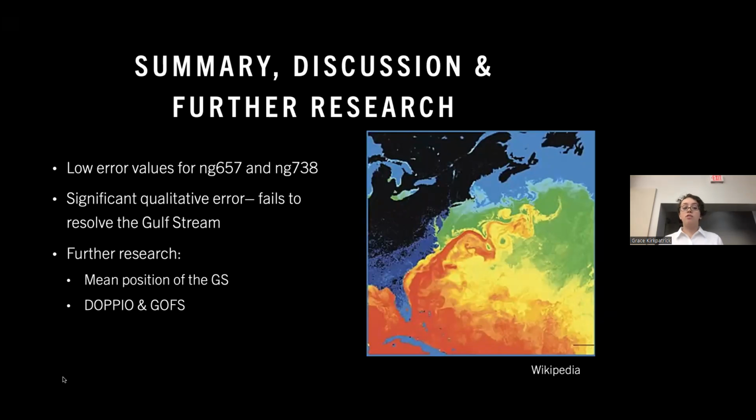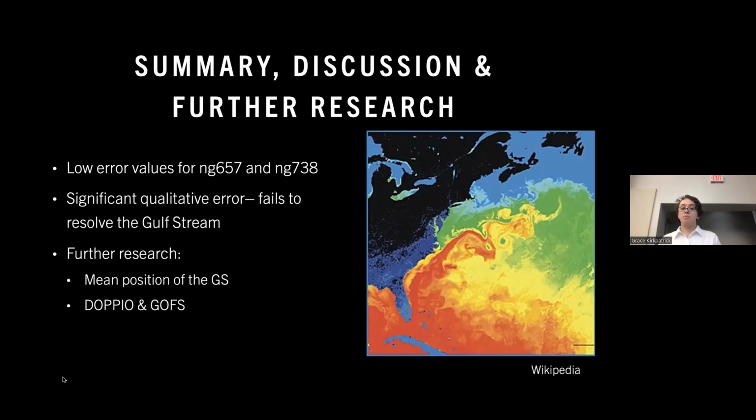So to summarize, overall, both NG657 and NG738 reported low quantitative errors, and both did reasonably well in areas that are decidedly outside of and decidedly inside of the Gulf Stream, and struggled mostly where the boundary between the Gulf Stream and the normal ocean is undetermined.